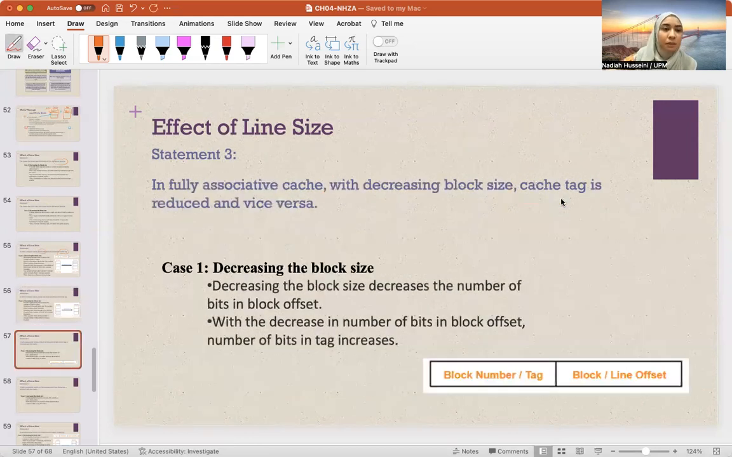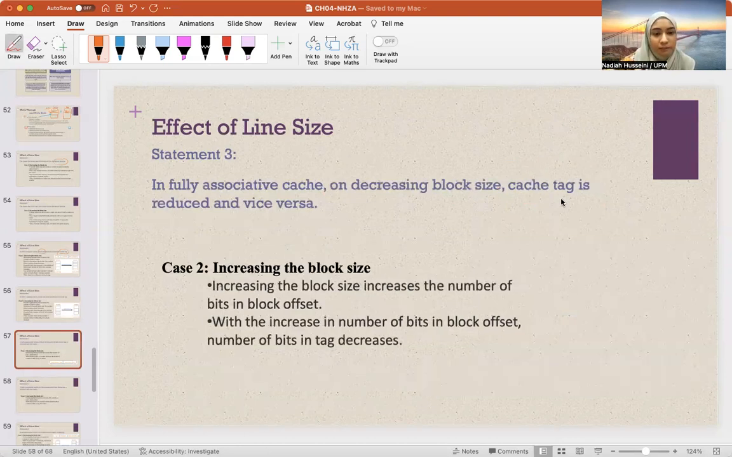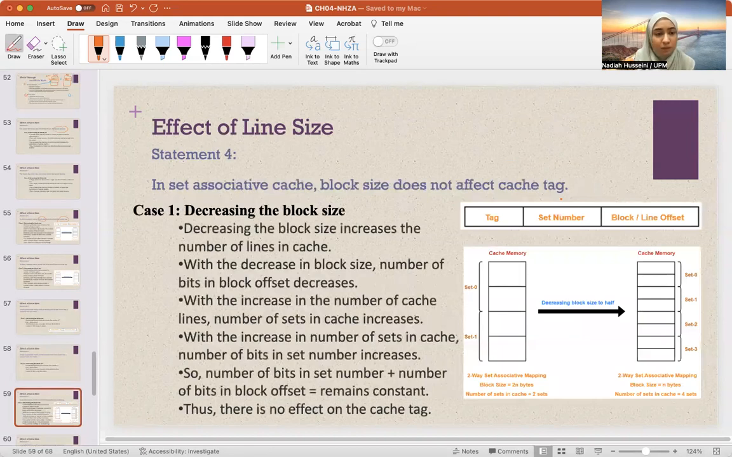Okay. And then statement number 3, in fully associative cache with decreasing block size, cache tag is reduced and vice versa. Also, I've given you the explanation. I need you guys to read through this because it's basically just reading. If you understand the formatting of each mapping, then it would make sense to you.